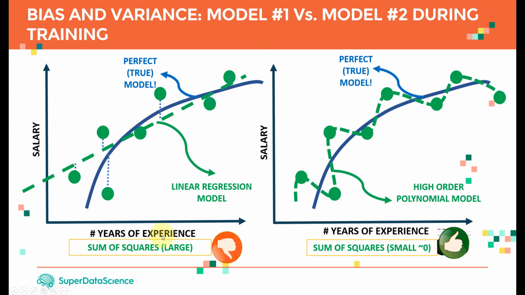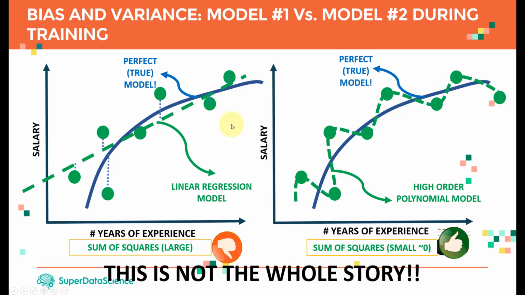If you take a look at the linear model here, you will find the sum of squares is large. As you can see, there's actual error that I can measure here, so this will be large. However, for the higher order polynomial, the sum of squares is very small. I can't even see the error because the model goes exactly through the points. All right, so the problem is, this is not the whole story. This is just part of the story.